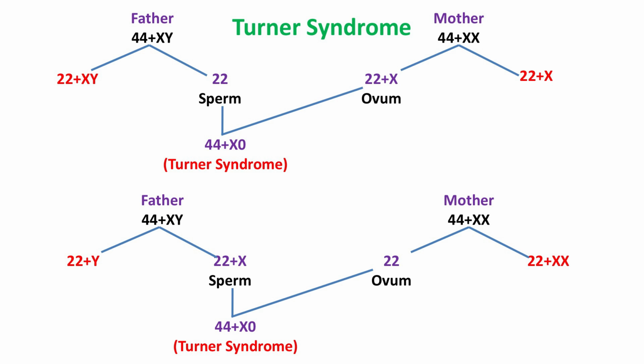Okay? Another possible cause is if the sperm with genotype 22 plus X fertilizes the ovum with 22 autosomes only. No sex chromosome is there. Then the resulting individual also suffers from Turner syndrome, that is 44 plus X0.